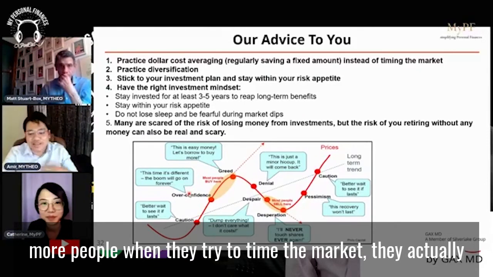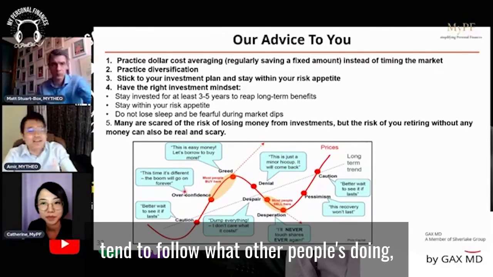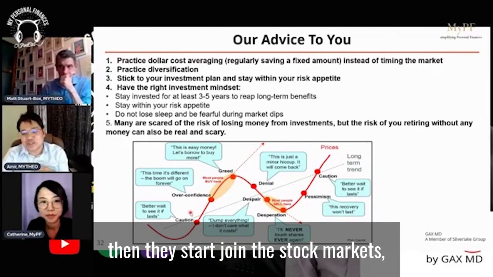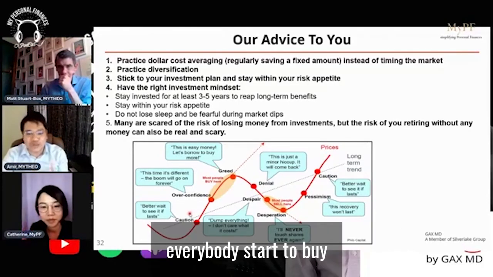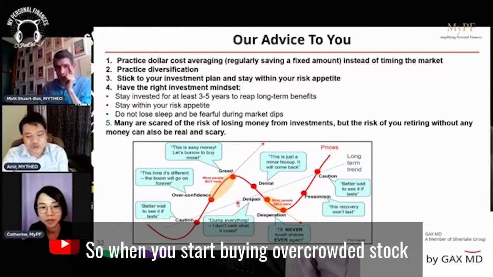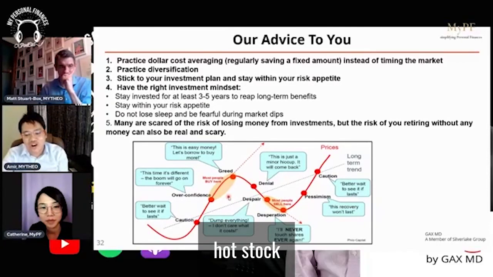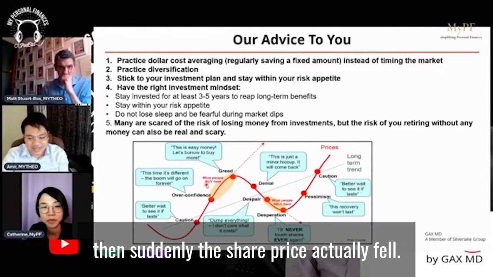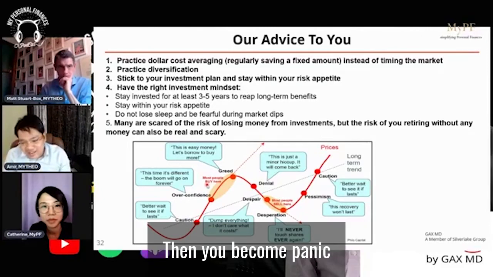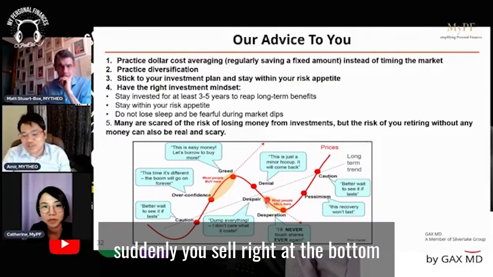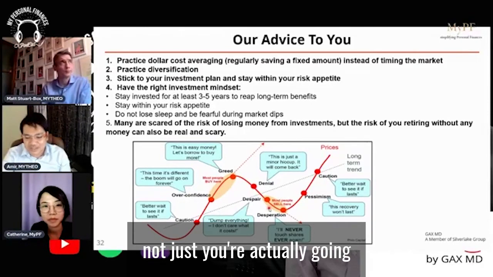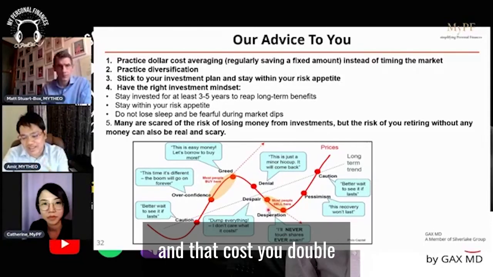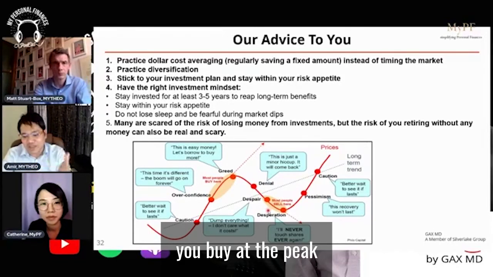Most people, when they try to time the market, tend to follow what other people are doing. The herd mentality, we call it. A lot of people join the stock market, then they start joining the stock market as well. They start to buy the same stock. Like today, everybody starts to buy data prep. So when you start buying overcrowded, hot stock, most of you buy near the peak because of your greed. Then suddenly the share price falls. Then you panic. Then suddenly you sell right at the bottom. Not only are you going late into the investment, but you are also timing wrongly, and that costs you double. You buy at the peak, you sell at the low.